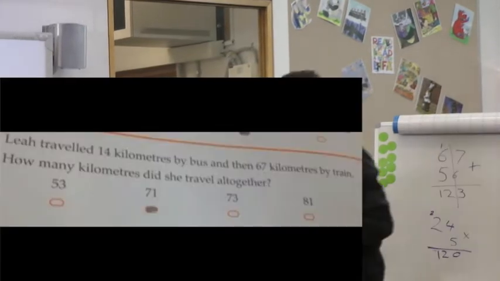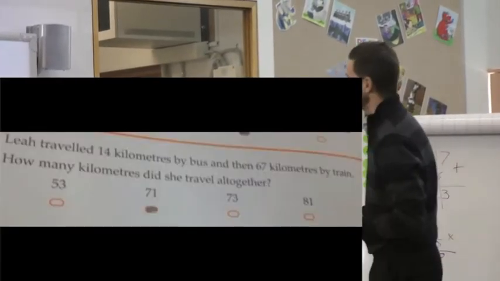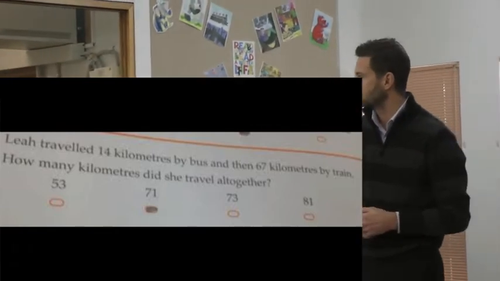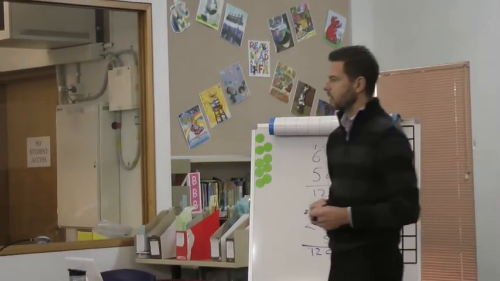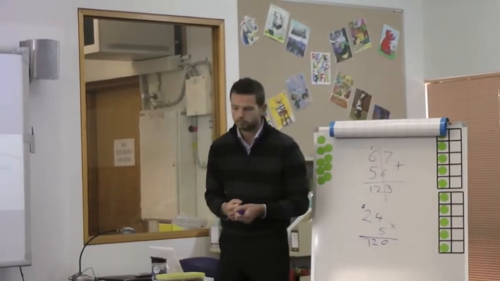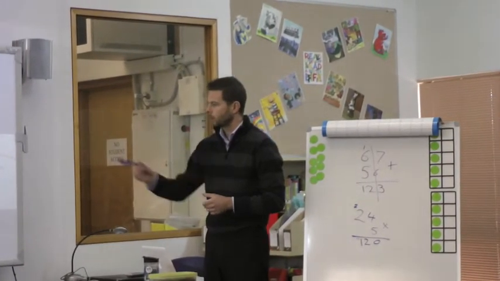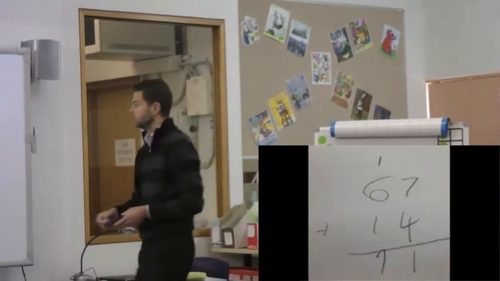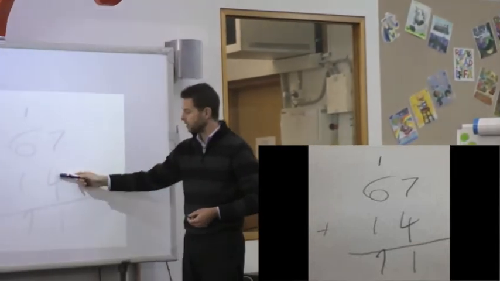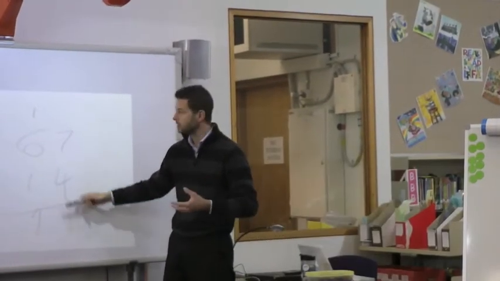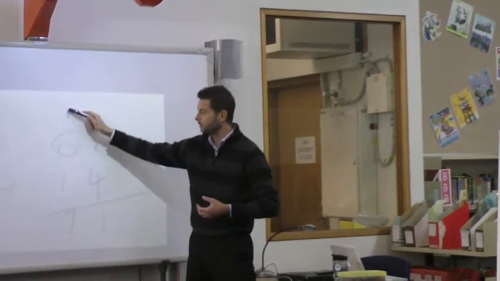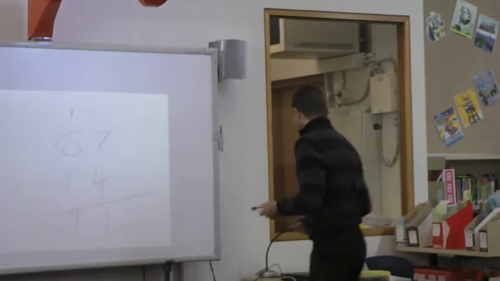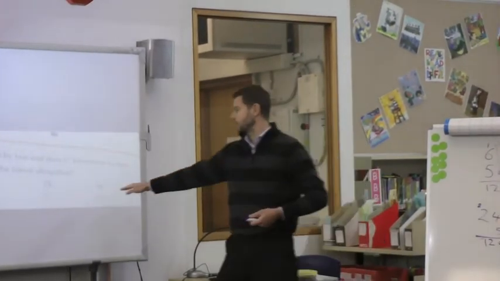Another example, it's a bit blurry. Leah travelled 14 kilometres by bus and then 67 kilometres by train. How many kilometres did she travel altogether? 71, not a bad answer, but when we look at the approach, algorithm, 7 plus 4, they did the right process, but when adding, forgot this one. So they had 71, and if you look at the answers, the correct answer was 81, and they put 71 in there for those kids that can't do the algorithm strategy properly.